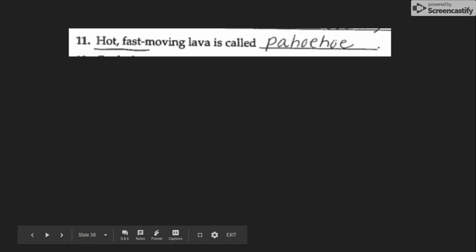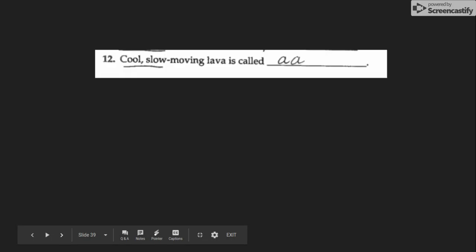Hot, fast-moving lava is called pahoehoe. That's that funny word. Hot, fast-moving lava is called pahoehoe. Cool, slow-moving lava is called aa.